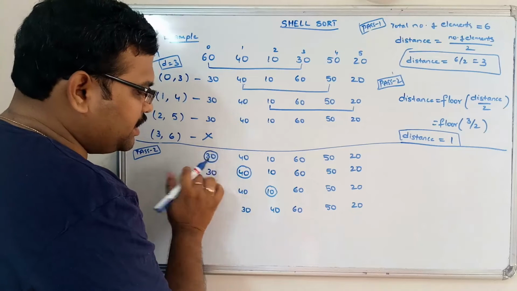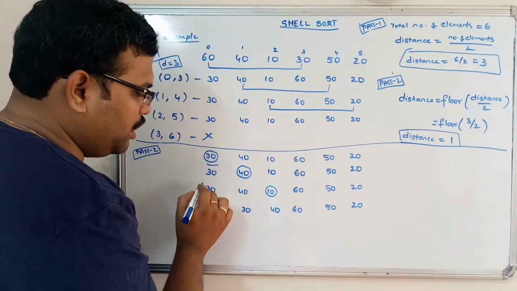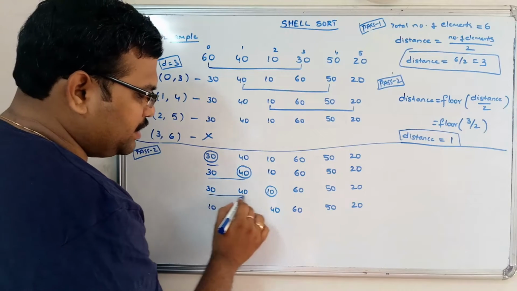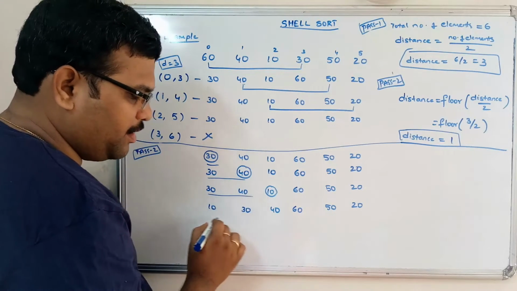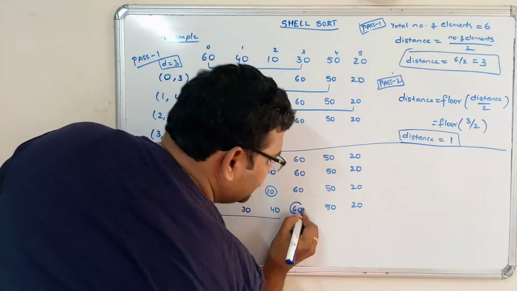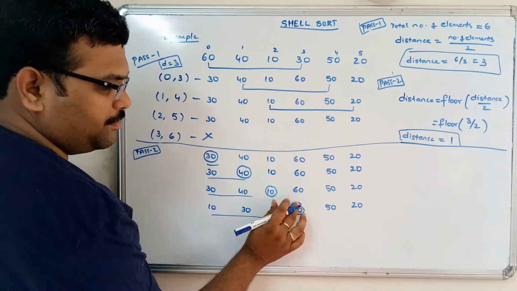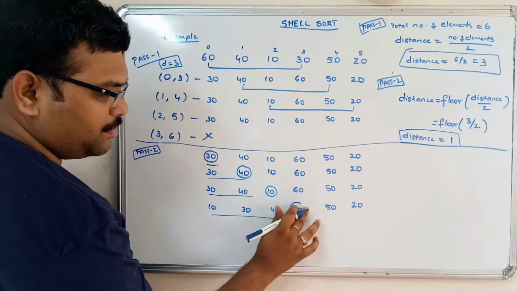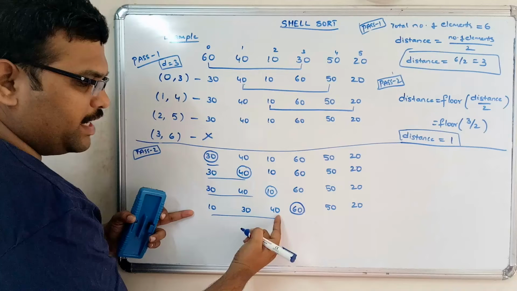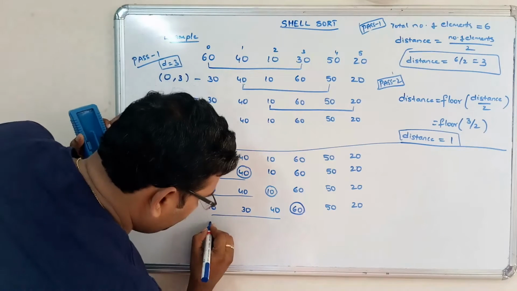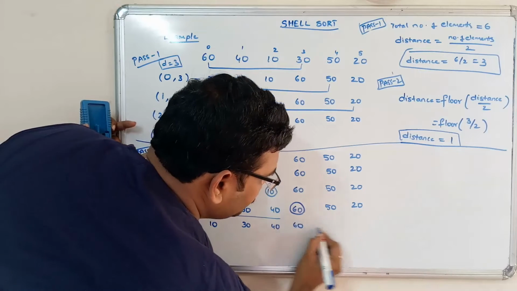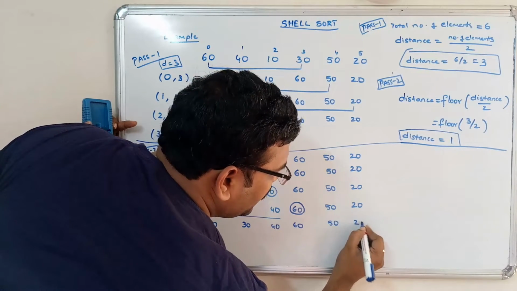So after first iteration the first element is in sorted order, second iteration 2 elements are in sorted order, third iteration 3 elements are in sorted order, right? Now moving with the 60, right? So 60 is greater than 40, 30, 10. So 10, 30, 40, 60, 50 and 20.